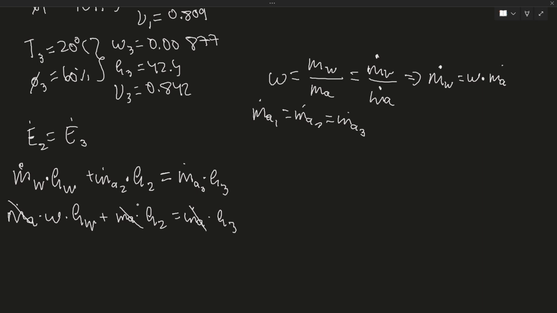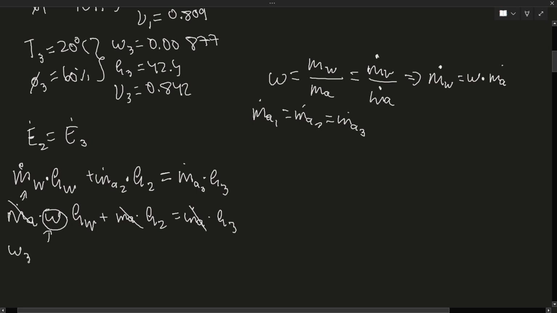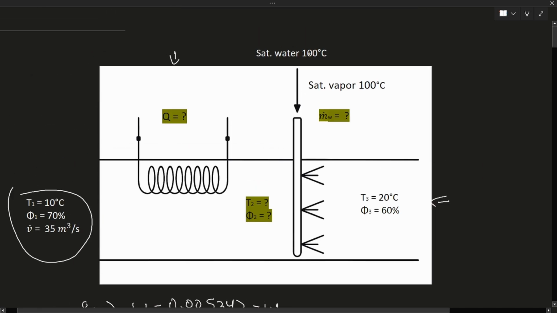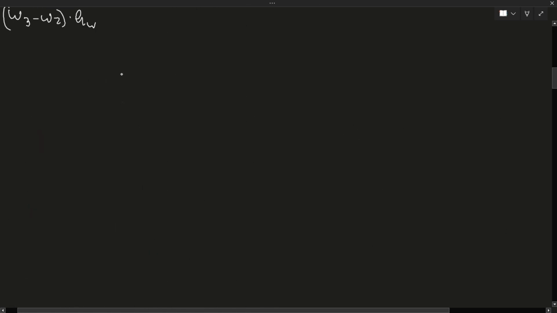Next, for this omega over here, you can't just say, oh, it's omega 1 or omega 2. No, this omega over here, since we're dealing with water, it's the amount of water that's being added. The way you find that is you just have to do the difference of omega 3 minus omega 2. To find the enthalpy of water, we have it right over here. It's saturated water at 100 degrees Celsius. So you just check your tables and you copy down the enthalpy and that's it. Plus H2 equals H3.